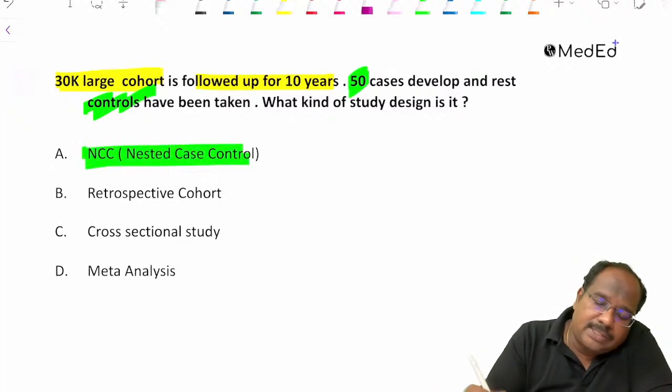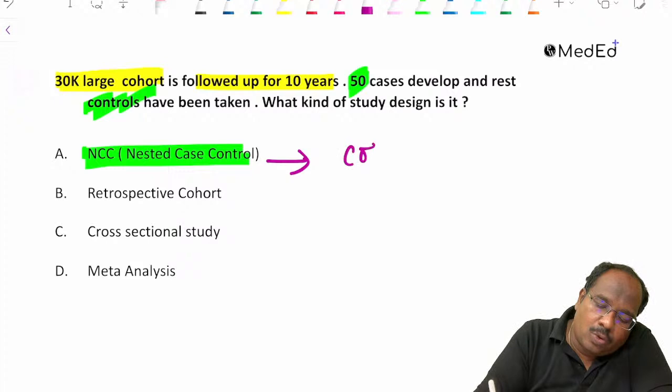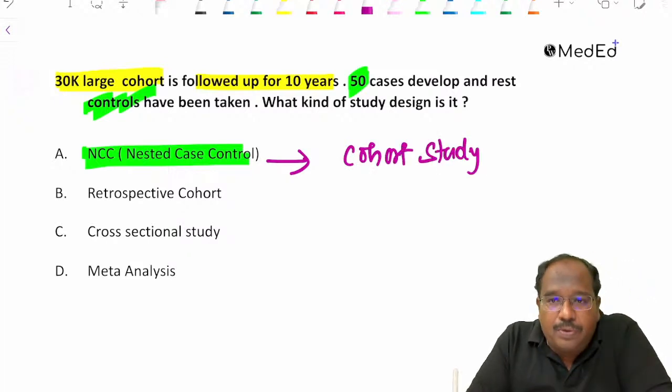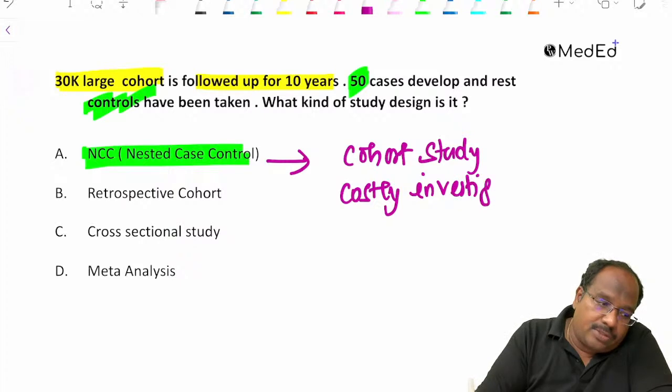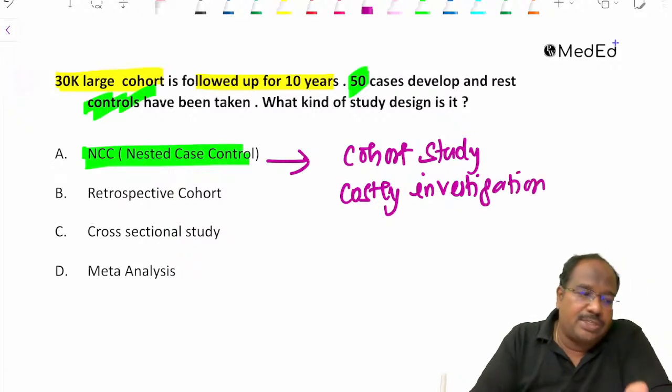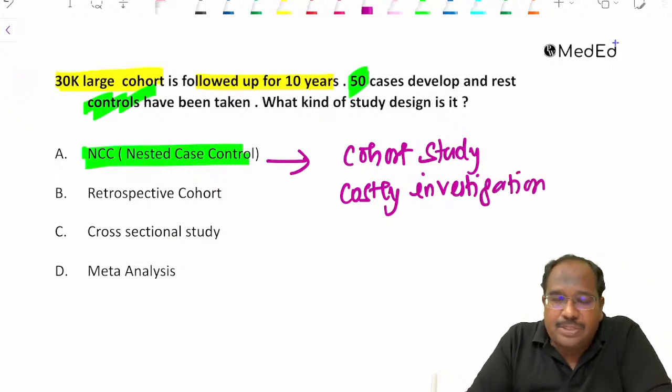First point, nested case control study is what kind of study? It's a cohort study. So when will you do the nested case control study? Whenever there is a costly investigation to do for the entire population.